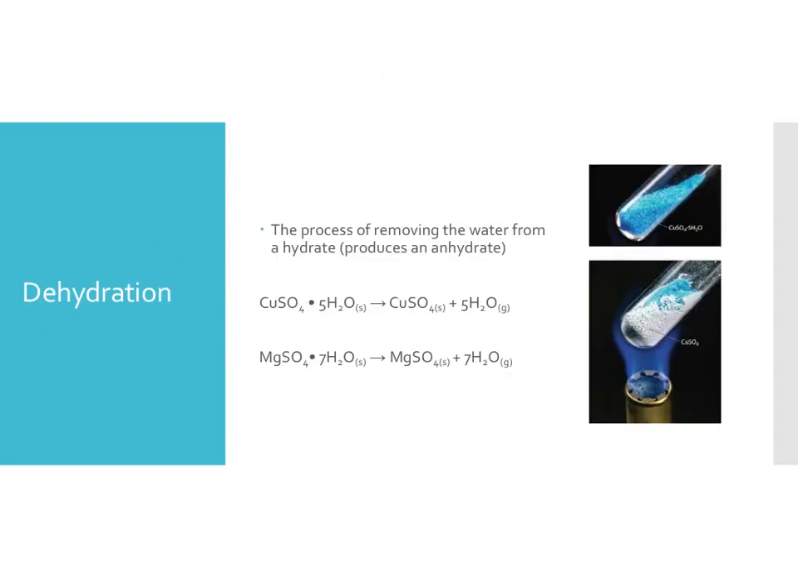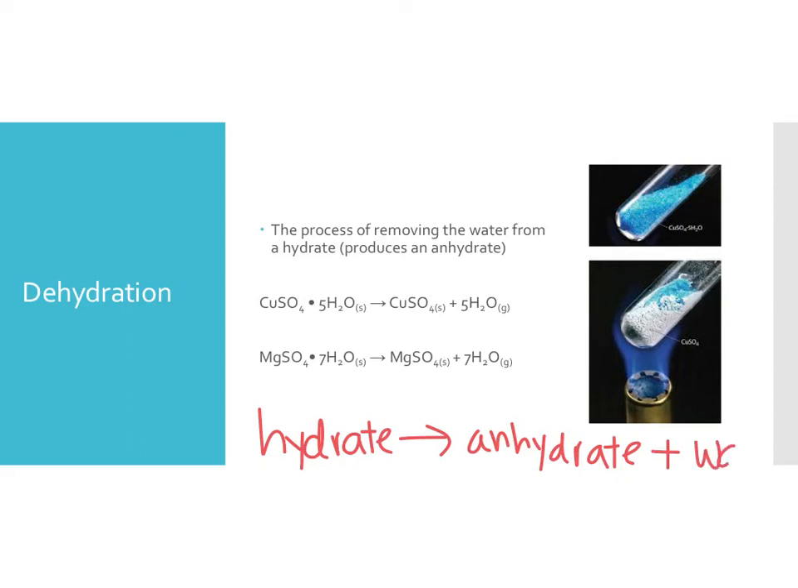Right, so the process that you did in lab was a dehydration process. That's the process of removing the water from a hydrate, and it produces an anhydrate. So you really start with your hydrate, and then you form your anhydrate and some water.